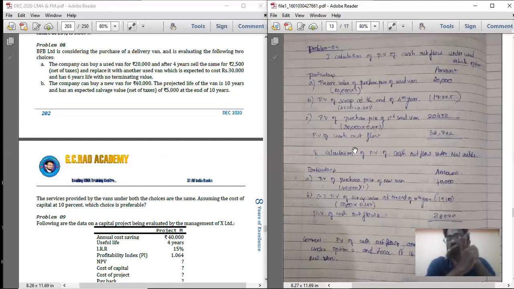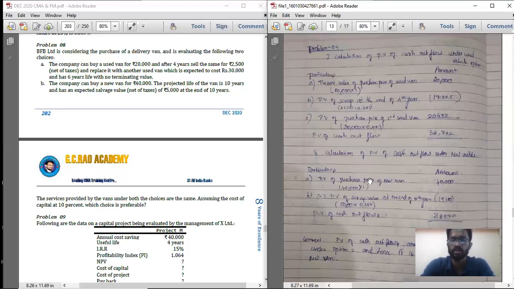Below that, statement number 2. Calculation of present value of cash outflow under new vehicle option. Below that, a two columnar table. First column particulars, second column amount.